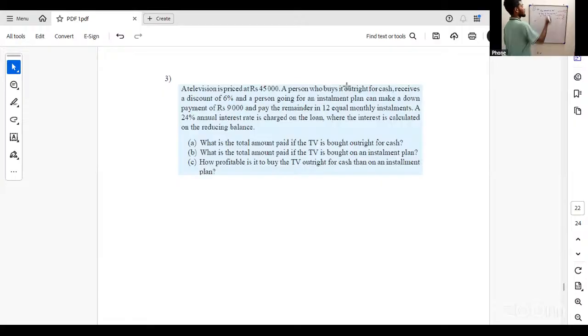B part. So we have to write the price of the TV, right? The price of the TV. I forgot that. Price of the TV is 45,000. Just mark them.